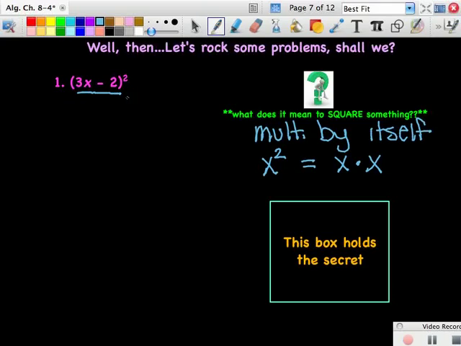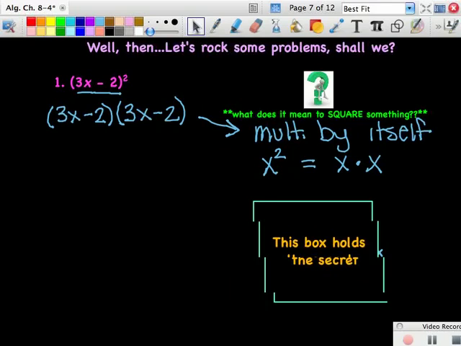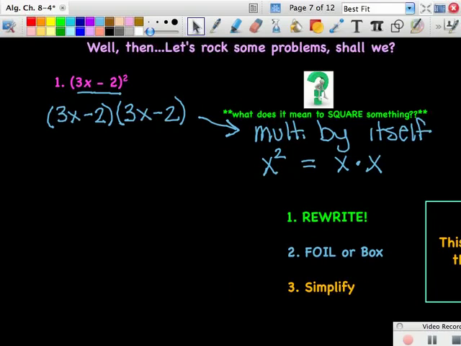Well, squaring it and everything in the parentheses, so you take that term, 3x minus 2, and you multiply it by itself, and you get 3x minus 2 again. So now we are squaring it because we are multiplying it by itself. And this little box right here holds a little secret for you. Secret! Rewrite it. FOIL or do the box method and then simplify.